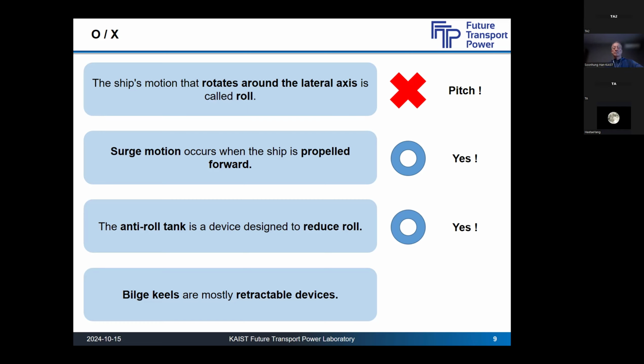And the last one: the bilge keels are mostly retractable devices. Yes, that's right. The bilge keels are mostly fixed devices, and some fin stabilizers for reducing roll are retractable devices.